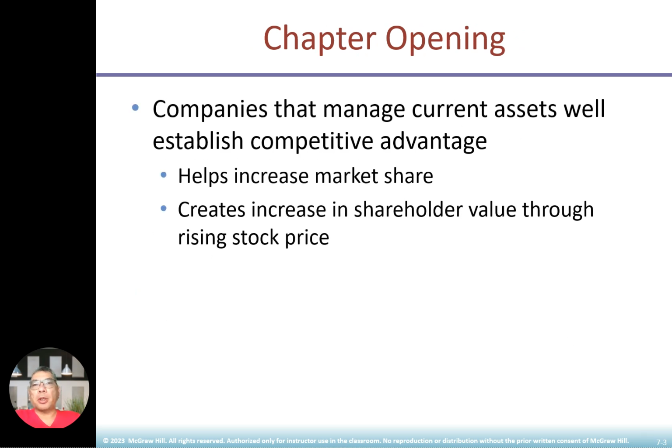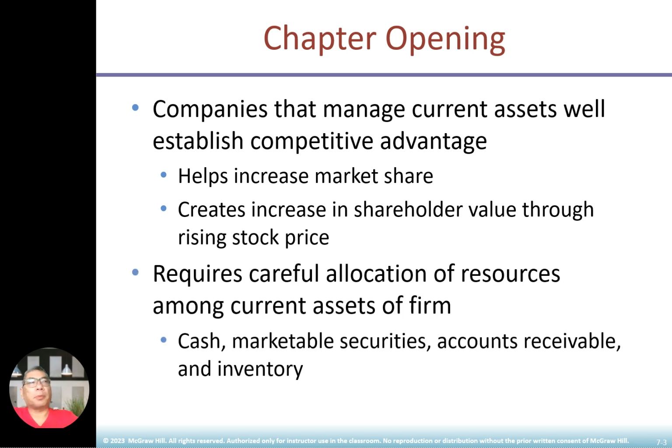When a company manages current assets well, in establishing a competitive advantage, it helps increase market share, and creates and increases shareholder value through rising stock prices. The best example of a company that has managed current assets well is Toyota. In the 80s, Toyota created what we call the just-in-time inventory system, whereby the inventory is basically zero. They were able to substantially remove inventory carrying costs, and beat American car companies. We will discuss this later on.